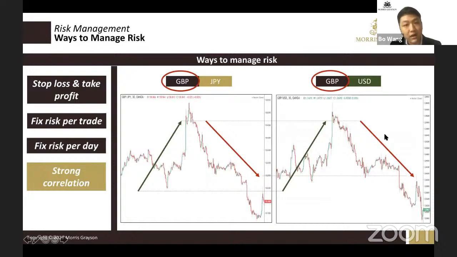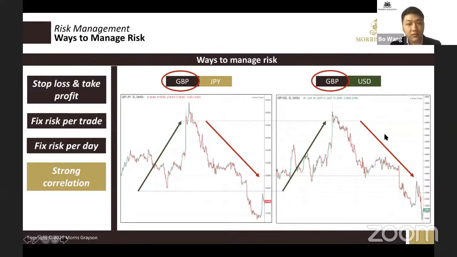Some pairs have a very strong correlation. For example, the GBP-JPY and GBP-USD pair. Both of the pairs are having similar price movements. Therefore, if we invest in both of the pairs, we can either win both or lose both of the trades. This contradicts the fixed risk per trade management plan.